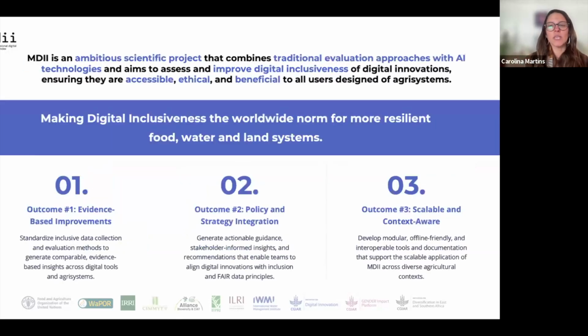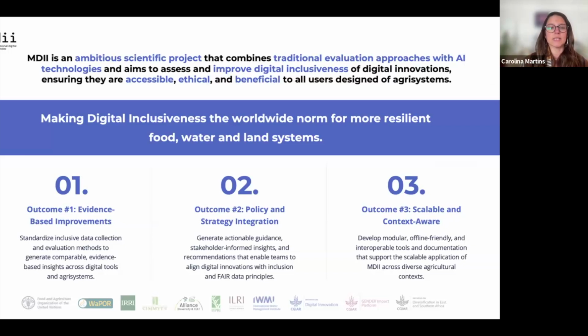So the MDII appears as this ambitious scientific project, and it's very interesting because it's trying to combine traditional evaluation approaches with AI technologies. The main goal here is to make digital inclusiveness the worldwide norm for more resilient food, water, and land systems. We need to make sure that the digital innovations being developed are accessible, ethical, and beneficial.